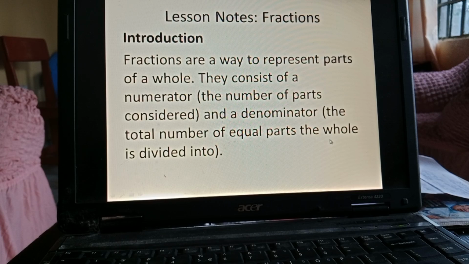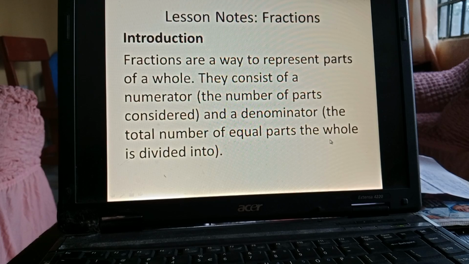So, there we go. Fractions. Fractions are a way to represent parts of a whole. They consist of a number known as the numerator and a number known as the denominator. And what is separating these two numbers is a line which is known as a vinculum.